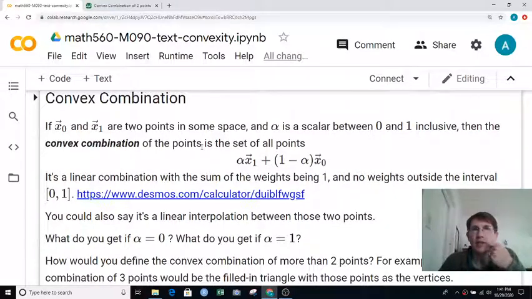Then we're going to define the convex combination of the points as the set of all these points where alpha ranges from 0 to 1. So you could say it's a linear combination, something times this plus something times that, but with two special things about it. The sum of these weights is 1, alpha plus 1 minus alpha is 1, and no weights are outside the interval 0 to 1.